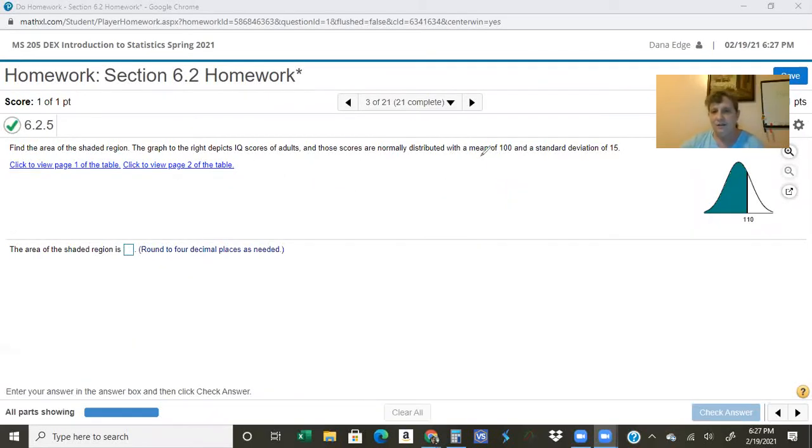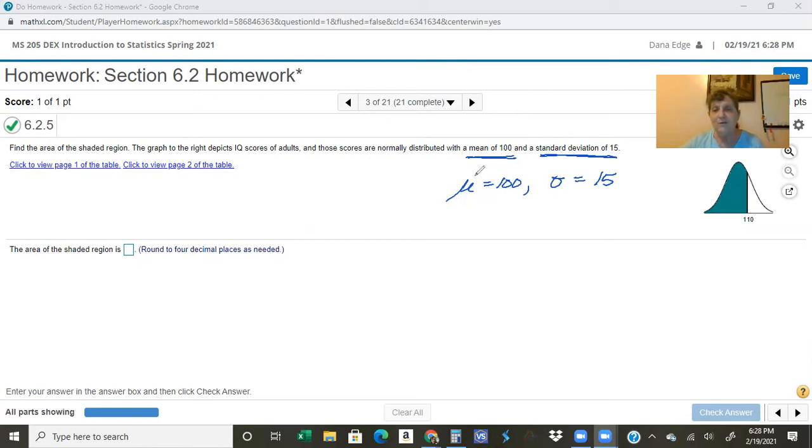Without technology, when they give us a non-standard normal distribution, where the mean is not 0 and or the standard deviation is not 1. So we've got mu equals 100, sigma's 15. To do this with a table, because they cannot make a table for every possible mean and standard deviation.